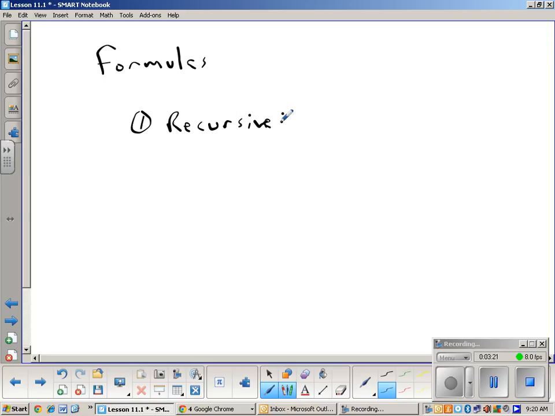All right. So a recursive formula looks a lot like this. They tell us what the first term is. And so if my first term is 7, then they say that T1 is equal to 7. And then they tell us how to get T sub n. Well, it's going to be T sub n minus 1 plus 3.